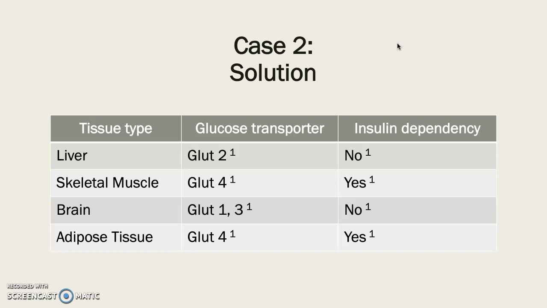Now, the first question that's asked in case 2 is for me to essentially look into how glucose uptake is regulated in the types of tissue mentioned here in the table. So in the liver, the glucose transporter that is used is GLUT2, and it is not dependent on insulin. This is very similar to the brain, where it is not dependent on insulin, and glucose uptake is also carried out by two different types of transporters, that is GLUT1 as well as GLUT3. Now the tissue type for skeletal muscle involves a glucose transporter known as GLUT4, and it is insulin dependent. And the same goes for adipose tissue, where the glucose transporter is GLUT4 and is insulin dependent as well. The dependency of muscles and adipose tissue on insulin will be described in the next slide.